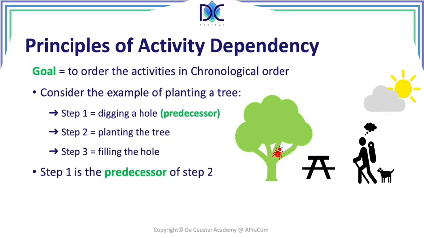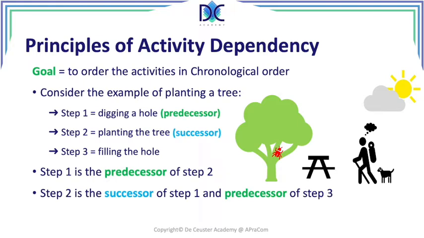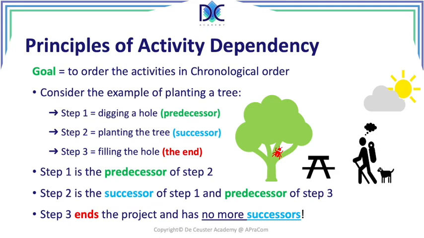Step 1 is the predecessor of step 2. There is no predecessor of step 1, so we can immediately start with step 1. Step 2 is the successor of step 1 and the predecessor of step 3. And finally, step 3 ends the project and there are no more successors. So what we see here is the logic of how we have to go through these different steps. We cannot just plant a tree without digging a hole. We have to fill the hole to complete these 3 steps to complete the project of planting a tree.